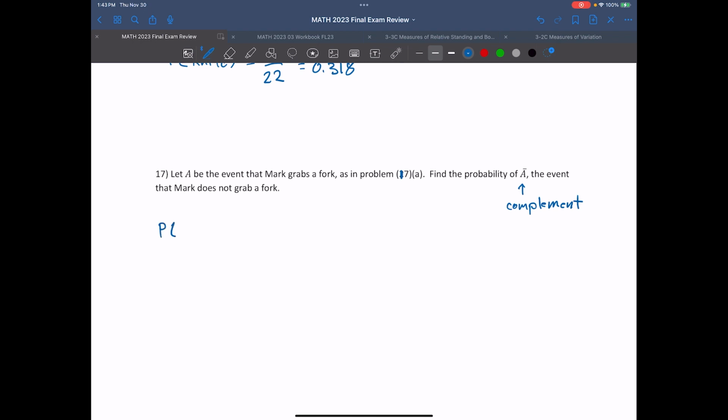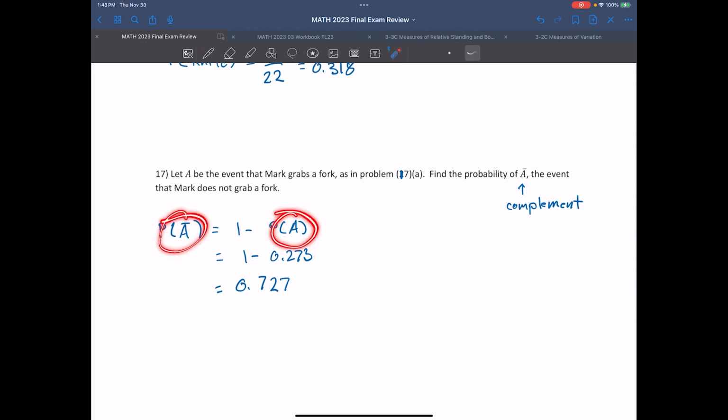So the probability of A bar, where A is the event that Mark grabs a fork, is 1 minus the probability of A. So that's 1 minus 0.273. And that works out to 0.727. You could check that by adding those two together, and you'll find that the sum of the A and A bar probabilities is equal to 1.